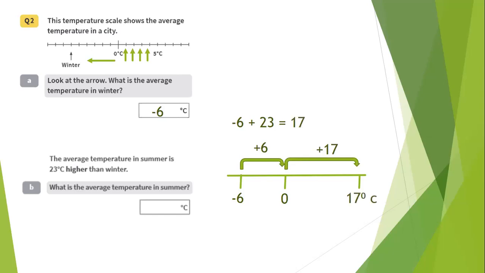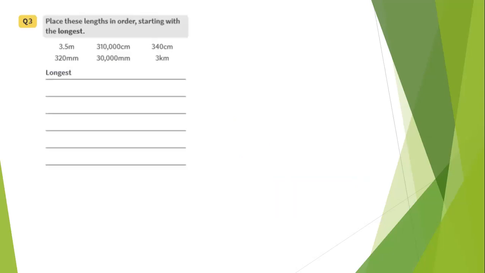So the temperature in the summer, or the average temperature, is 17 degrees C. And they've got the degrees C in there, so I just need to put 17 in. I'm just going to double check that. So it says the temperature is 23 degrees higher than winter. I know winter is -6. I'm looking at that. I can see I've added 6 and I've added 17, which is 23 altogether. So my summer average is 17 degrees.